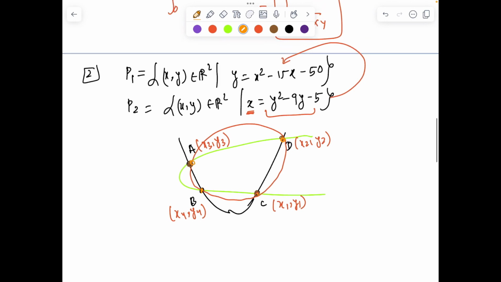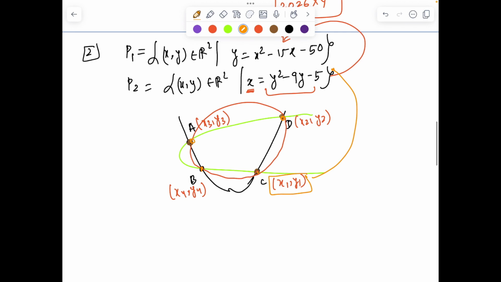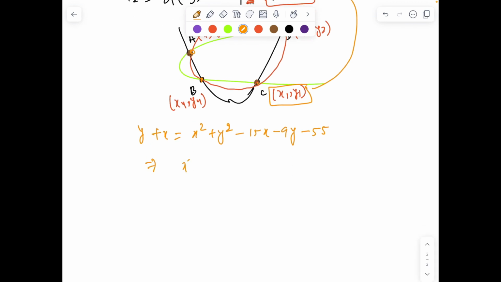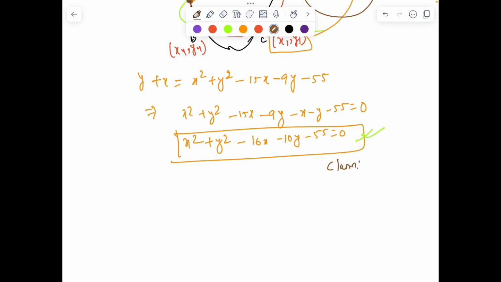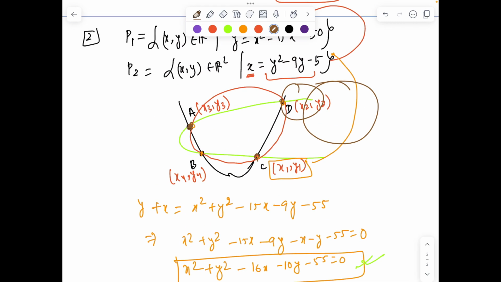What is interesting over here is that I can directly find the equation of the circle. If there is a circle passing through all these points, then any point on the circle, (x1, y1), must satisfy both parabolic equations. So what if I add both of these expressions? We'll get y plus x equals x squared plus y squared minus 15x minus 9y minus 55, which gives me x squared plus y squared minus 15x minus 9y. Definitely a circle, but we don't know as of now whether it's a circle passing through only D, or the circle which actually I want passing through ABCD.